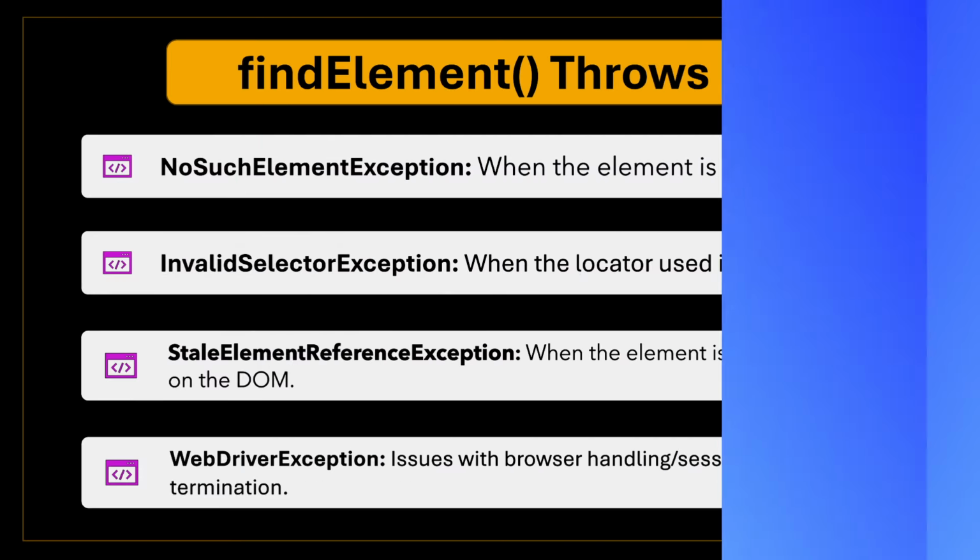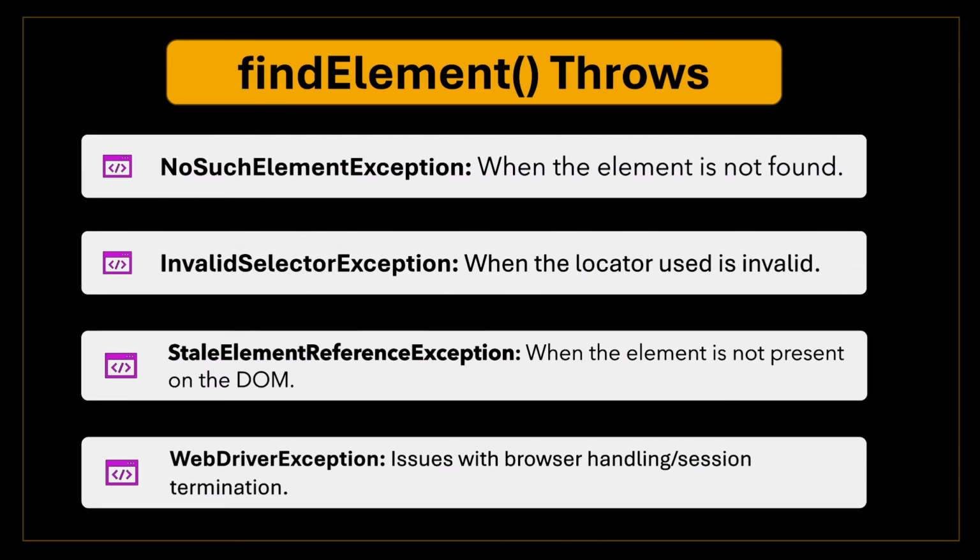The findElement method most commonly throws the following exceptions. As we have already seen, a NoSuchElementException is thrown when an element cannot be found. It throws an InvalidSelectorException when the locator used is invalid or incorrectly formatted. StaleElementReferenceException is thrown if element is no longer attached to the DOM. Additionally, a WebDriverException can be thrown due to general issues with WebDriver, typically related to browser or WebDriver session.